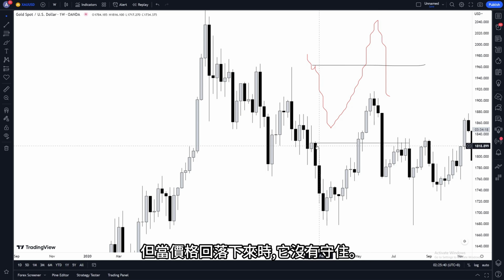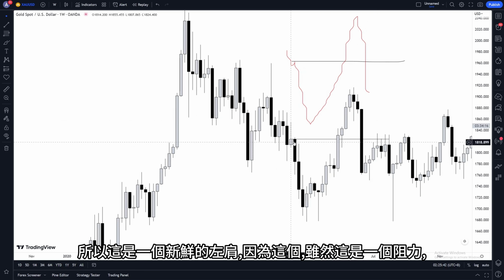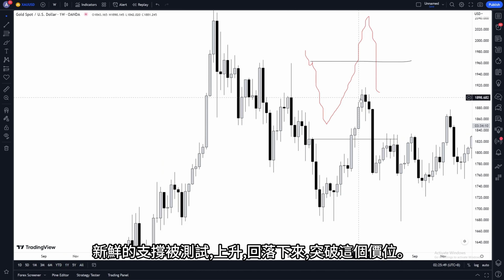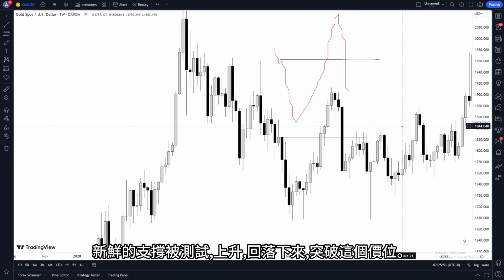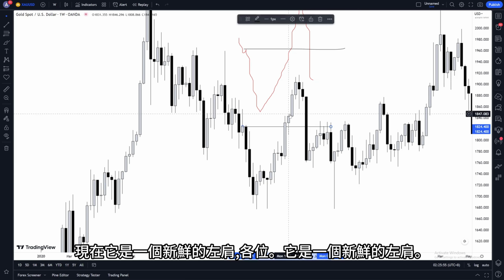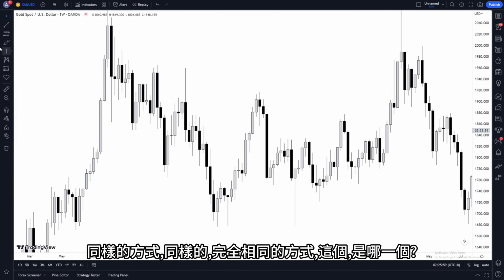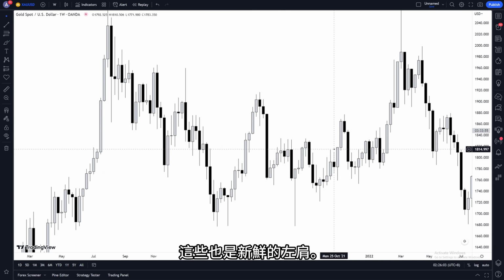It just breaks. So this is a fresh left shoulder because, although this was a resistance that broke, now it's a fresh support tested, goes up, comes back down, breaks this level. Now it's a fresh left shoulder, guys. It is a fresh left shoulder. The exact same way. This, which one is it? These are fresh left shoulders too.